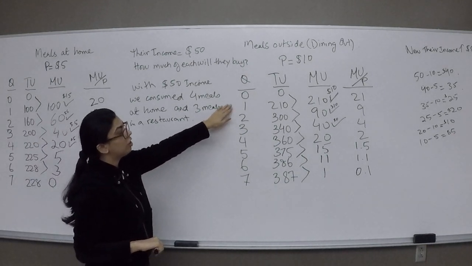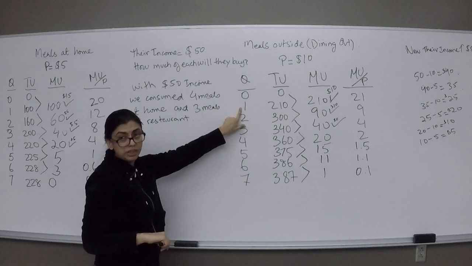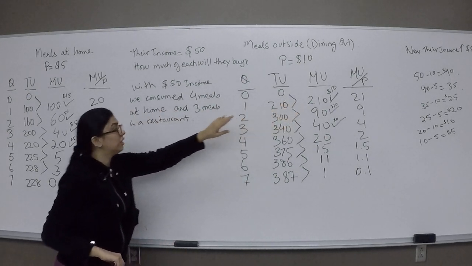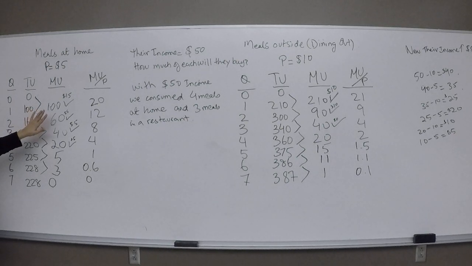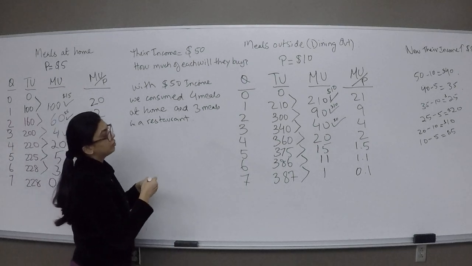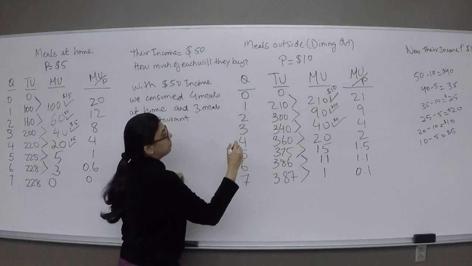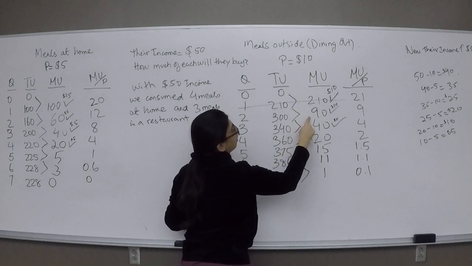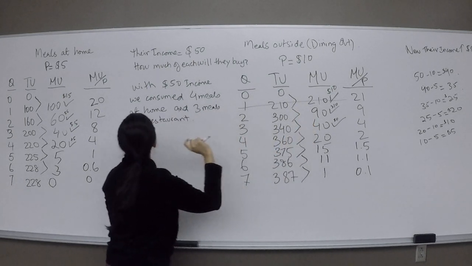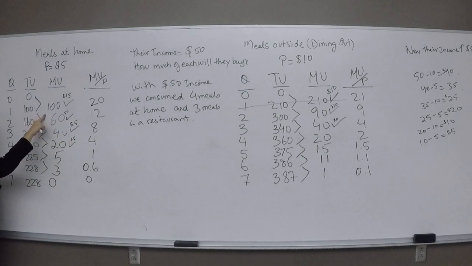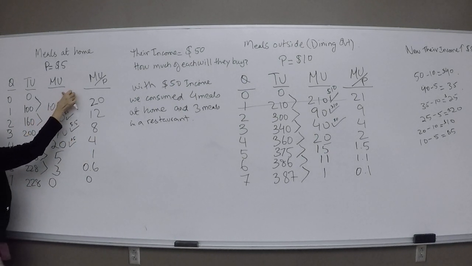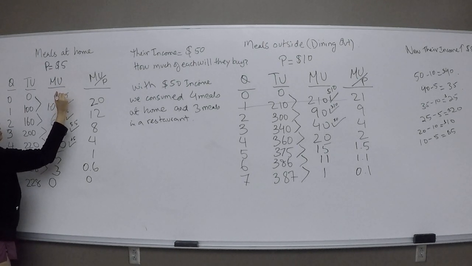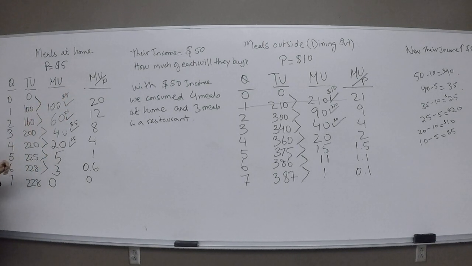So for the first $10 we consume 1 meal outside because 210 utility was greater than 100, right? For the second meal, eating outside is 90 noodles. Eating at home has 100 noodles, so it's greater. So we're gonna do $5, so that's $15. So this one is done, you consumed it.